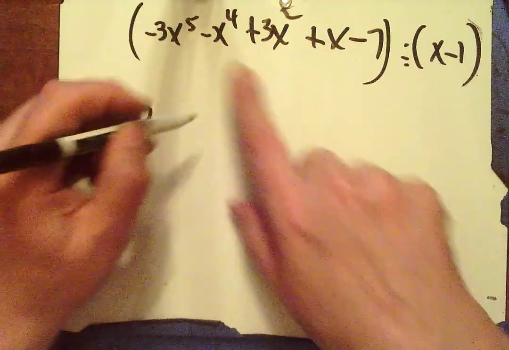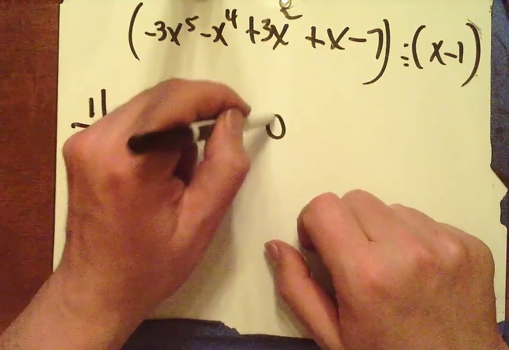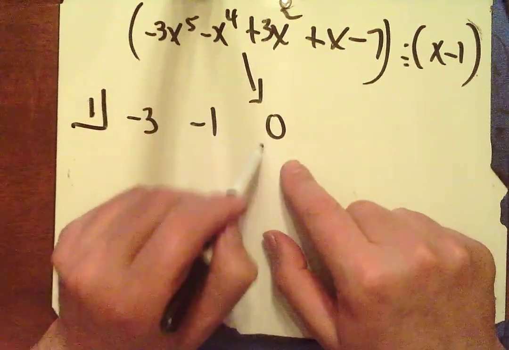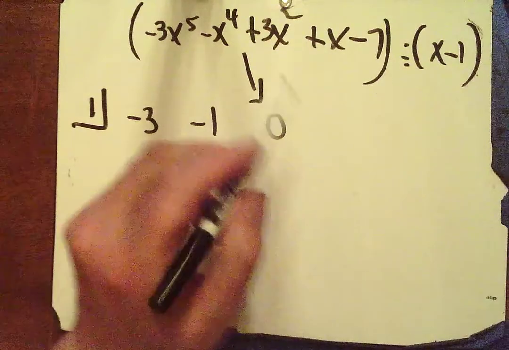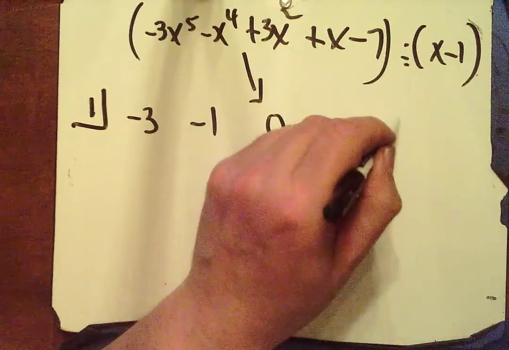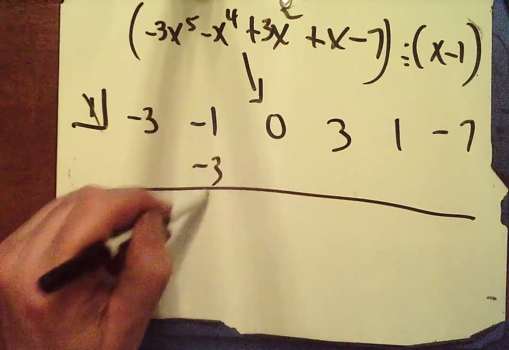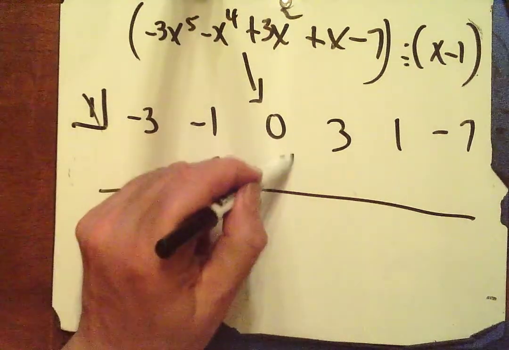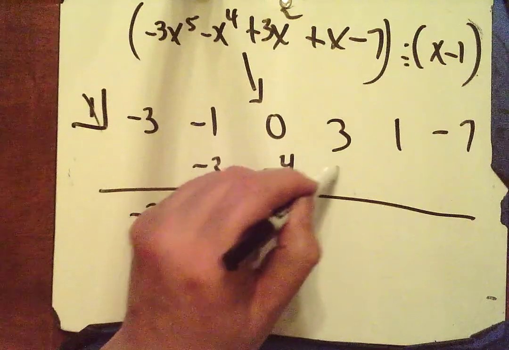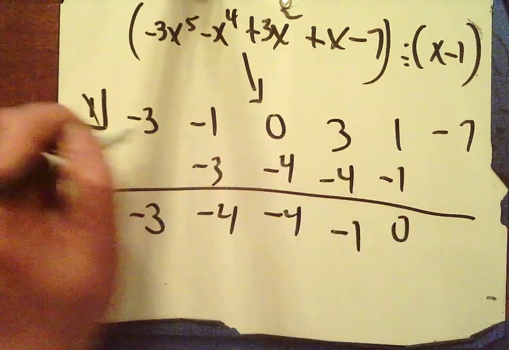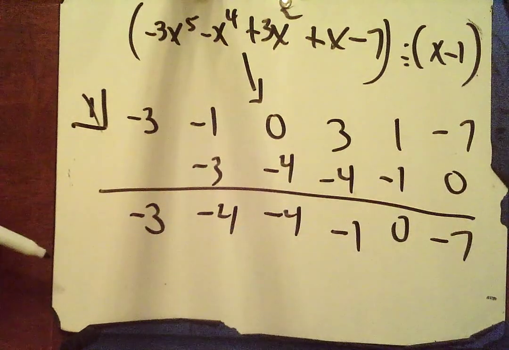I've got negative 3, I have negative 1, I have 0. Look, there are no x to the thirds here. You have to remember that 0 placeholder. Come on. 3, 1, and negative 7. Negative 3, negative 4, negative 4, negative 4, negative 1, negative 1, 0, 0, negative 7.